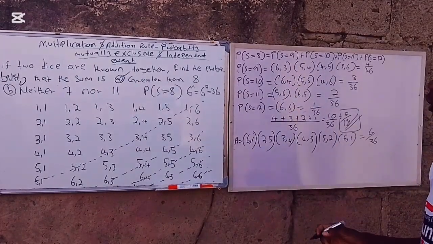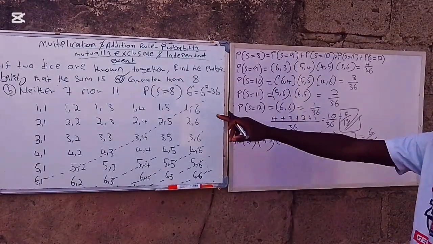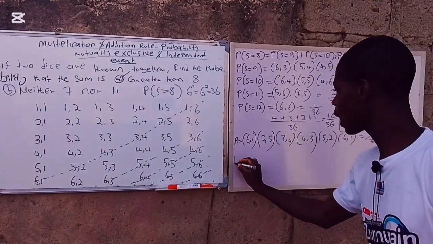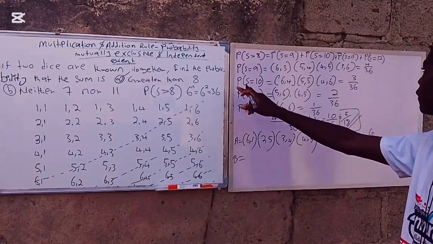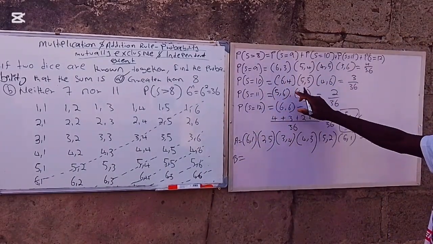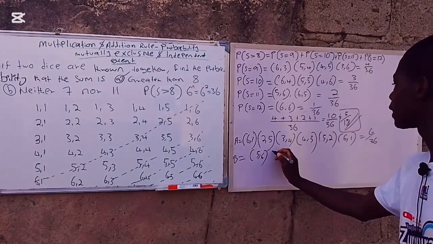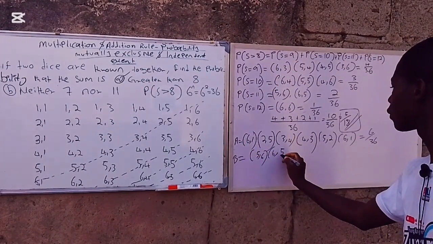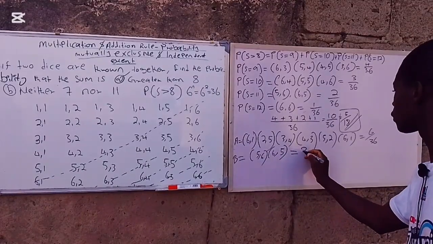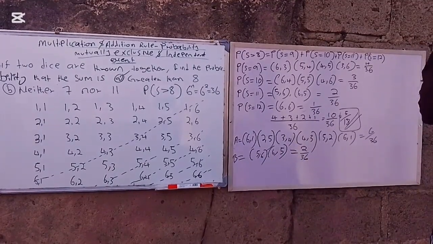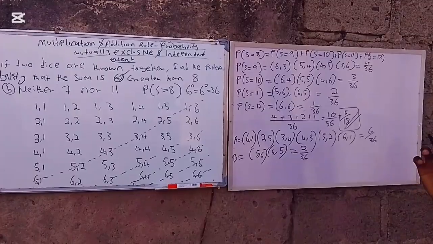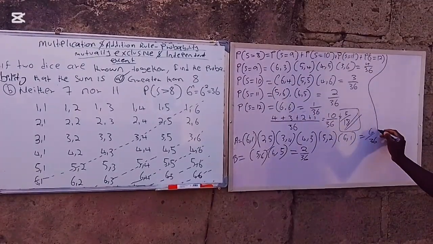So what is the probability of getting neither 11? So therefore B should now be equal to 11. As we all know, we already found 11: we have 5 and 6, and therefore we have 6 and 5. So this should now be equal to 2 divided by 36. To find the solution of this neither, we have to take a look at this.